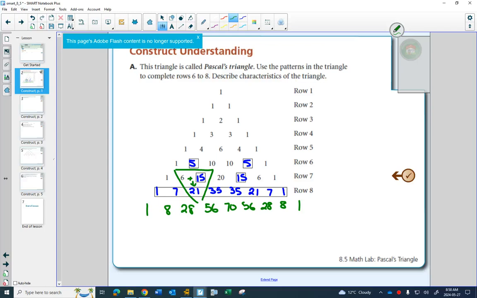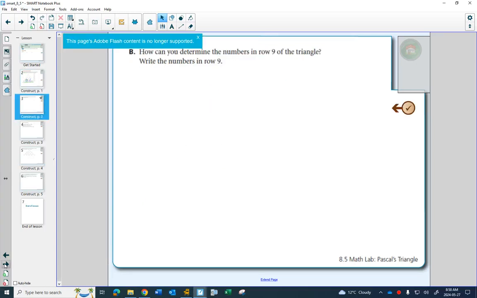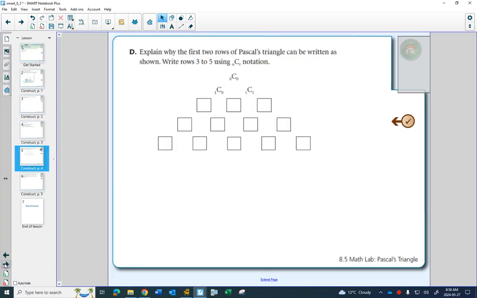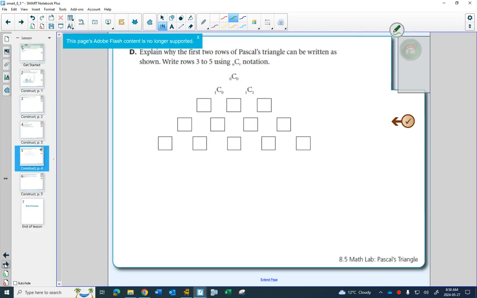So this is Pascal's triangle, and it has a ton of characteristics. Like I said, if you want to watch one of my previous videos, you can see some of the cool patterns that are in here. What we're going to do is turn to part D, and notice that all of these numbers are combinations.